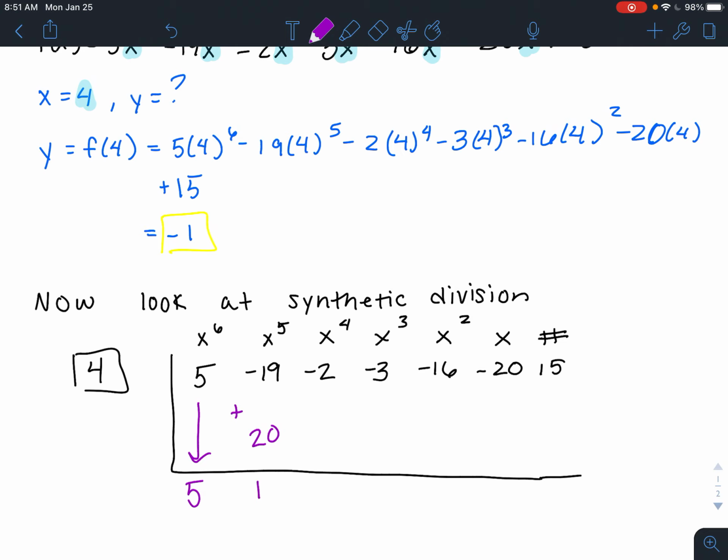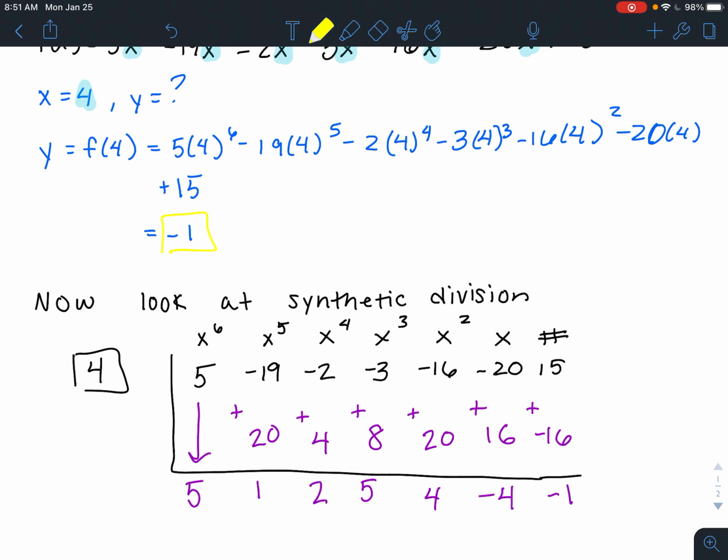-19 plus 20 is 1. 1 times 4 is 4. -2 plus 4 is 2. 4 times 2 is 8. -3 plus 8 is 5. 4 times 5 is 20. Negative 16 plus 20 is 4. 4 times 4 is 16. Negative 20 plus 16 is negative 4. And 4 times negative 4 is negative 16. And when I add down, 15 plus negative 16 is negative 1.